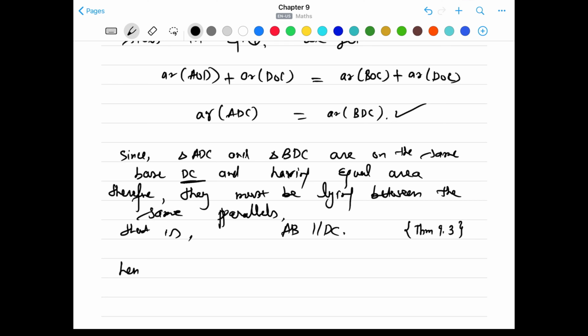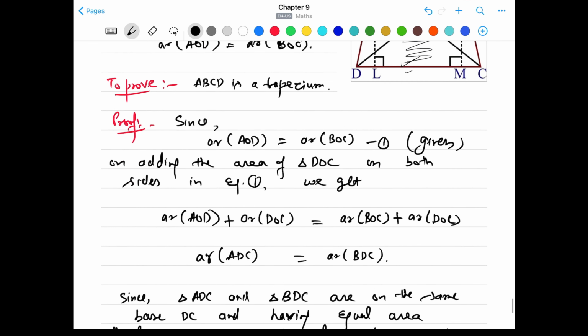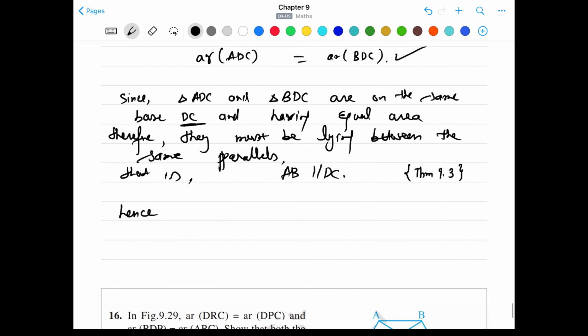Hence, what we got is that one pair of opposite sides of this quadrilateral is parallel, therefore this will be a trapezium. So I'll write: hence ABCD is a trapezium. Okay, so that's our answer. This is what we have to prove, that ABCD is a trapezium. By proving one pair of opposite sides parallel, we have proved that ABCD is a trapezium.